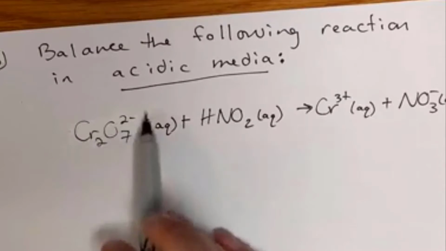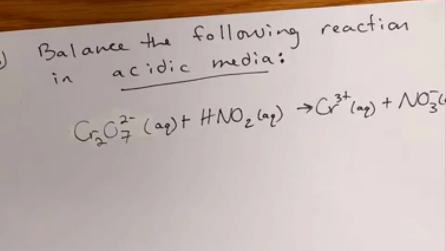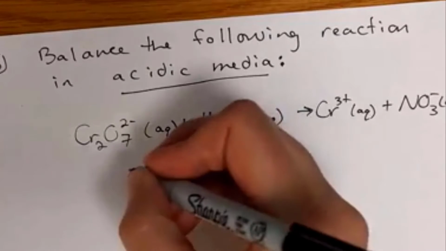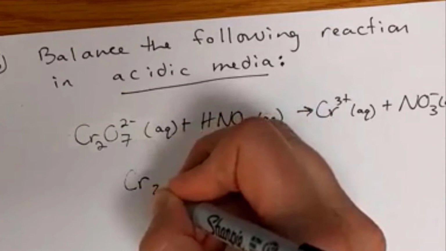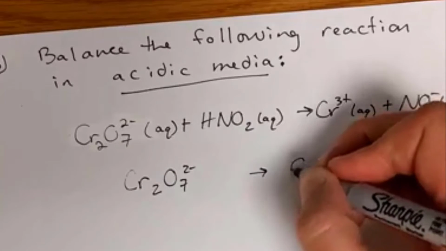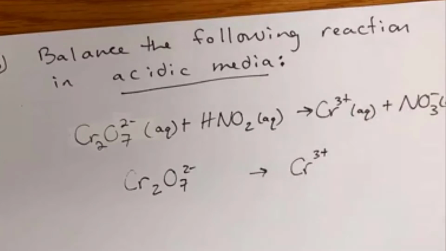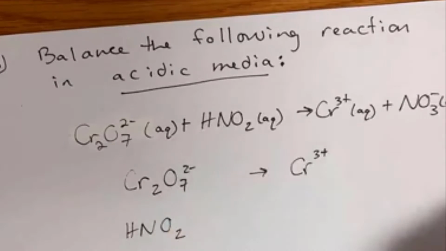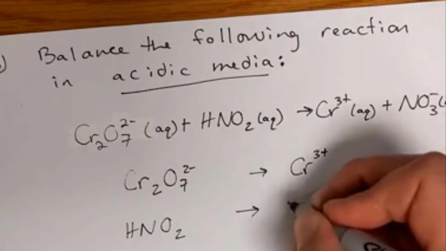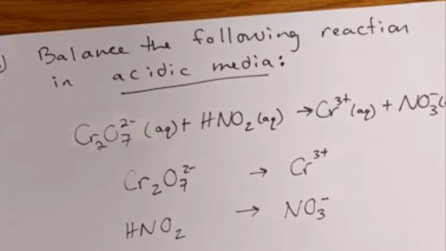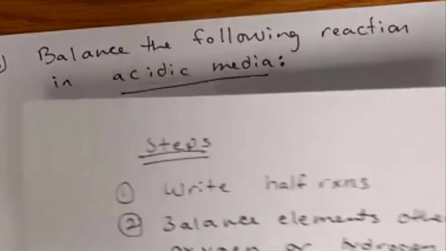Okay, so I've got chromium over here and I've got chromium over here. I'm pretty much just going to ignore oxygen and nitrogen for the moment. Not going to worry about them. So I've got chromium and I've got chromium. I'm going to do the same thing I did before, which is write it out and leave room to let stuff happen. Then I'm going to do the same thing for the nitric acid, or nitrous acid. So that's my first step, writing my half reactions.